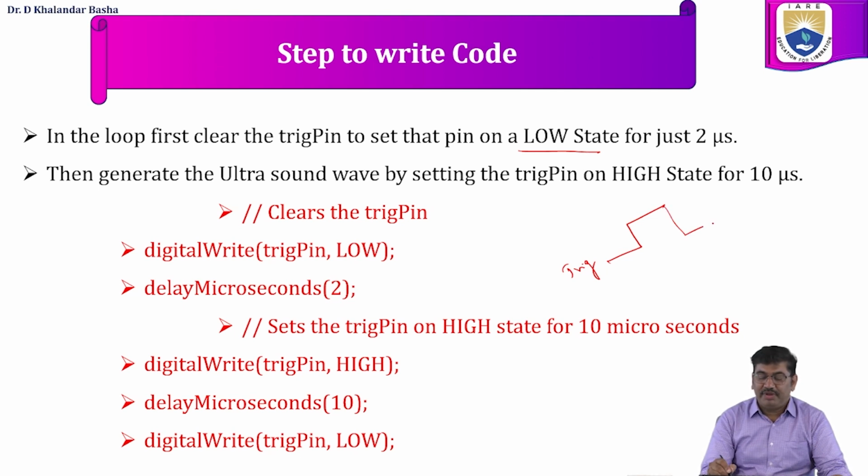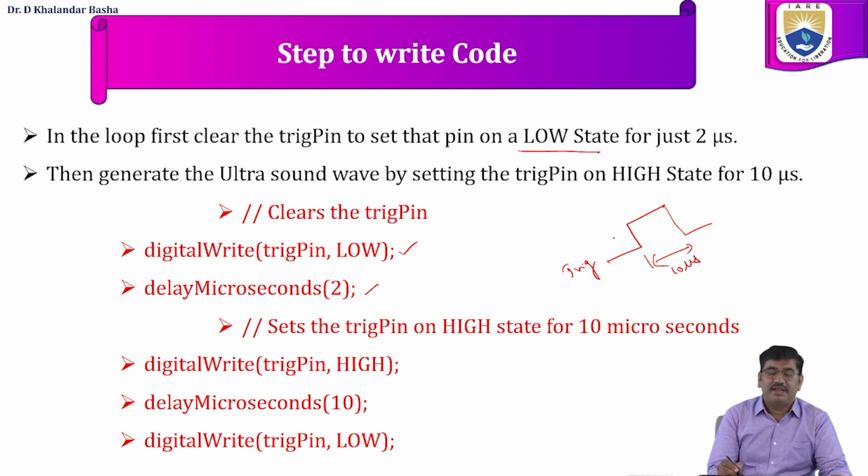This trigger pin will be high for 10 microseconds. So digital write, first we are making the trigger pin as low. We will wait for 2 microseconds. If you write just a delay of 2, it will use milliseconds. For exclusively mentioning microseconds, we have an inbuilt function, that is delayMicroseconds.